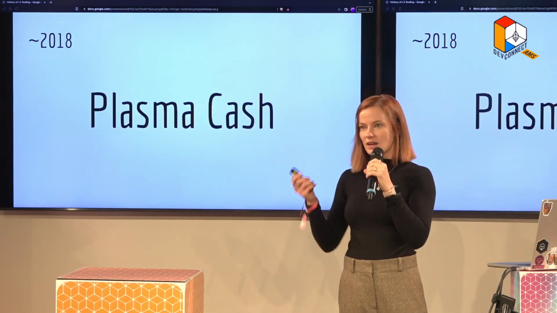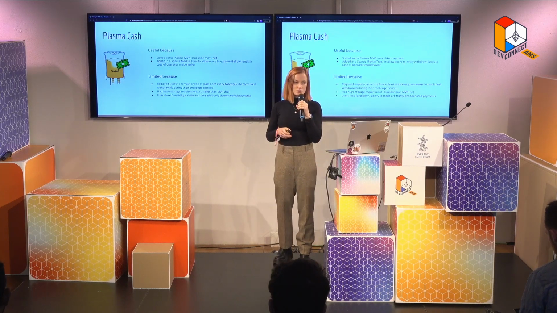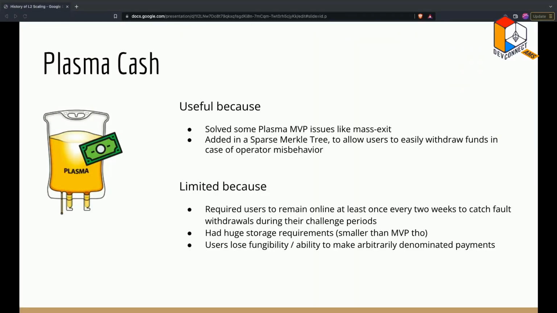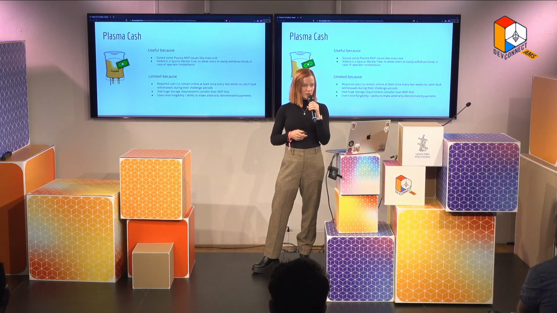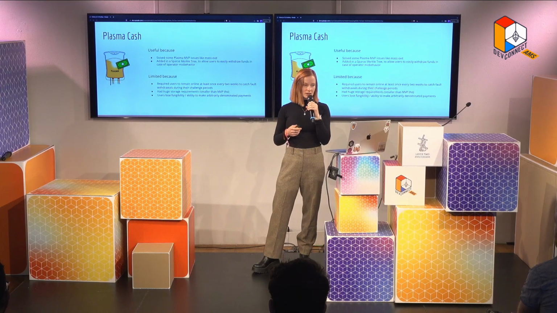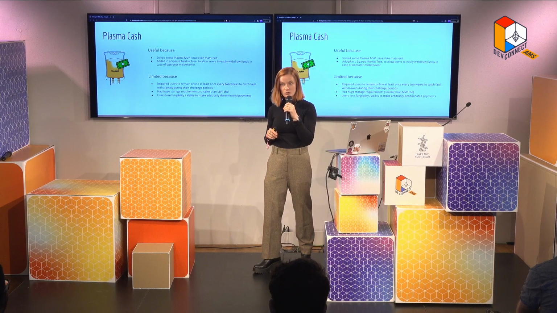So then we had Plasma Cash. It's kind of Plasma MVP 2.0. Plasma Cash was this new interactive challenge system that allows users to easily withdraw funds in case of operator misbehavior. It utilized a new Merkle tree construction called a sparse Merkle tree, and users could easily authenticate a coin's history and ownership using something called inclusion proofs. In case of operator misbehavior, a user would only need to post on-chain proof that they currently own the coin, which just consisted of 2 of the most recent transactions of their corresponding inclusion proofs.